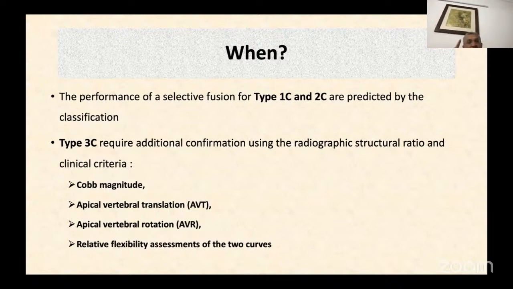Whereas when you come to type 3, both the curves are structural, the thoracic and the lumbar curve. You have to be very, very careful when you are doing a selective fusion. The radiological and the clinical criteria, which I am going to discuss later, based on the Cobb magnitude, AVT, AVR, have to be very properly met before you decide that you will be able to do a selective fusion in a type 3 Lenke curve.